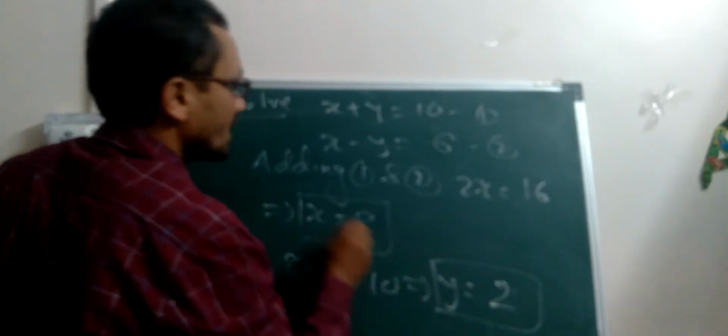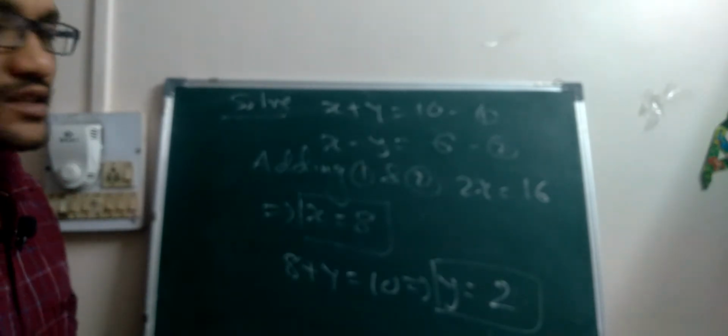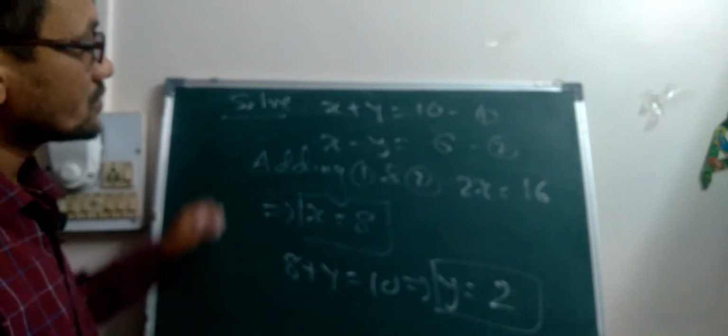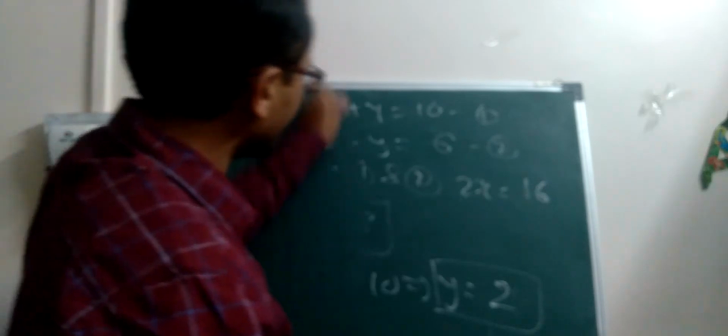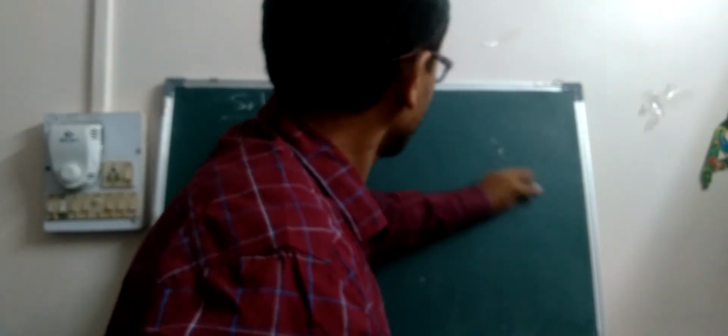So x equals 8 and y equals 2. These are the two. This is a very simple example for 2 marks in 10th class. Okay. So on the same line, if we have another system of equations which gives us different forms like this. Okay, solve.